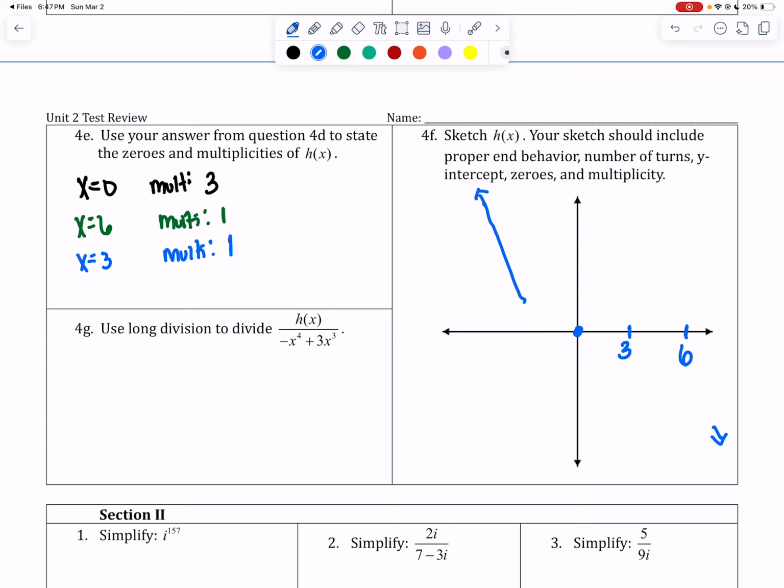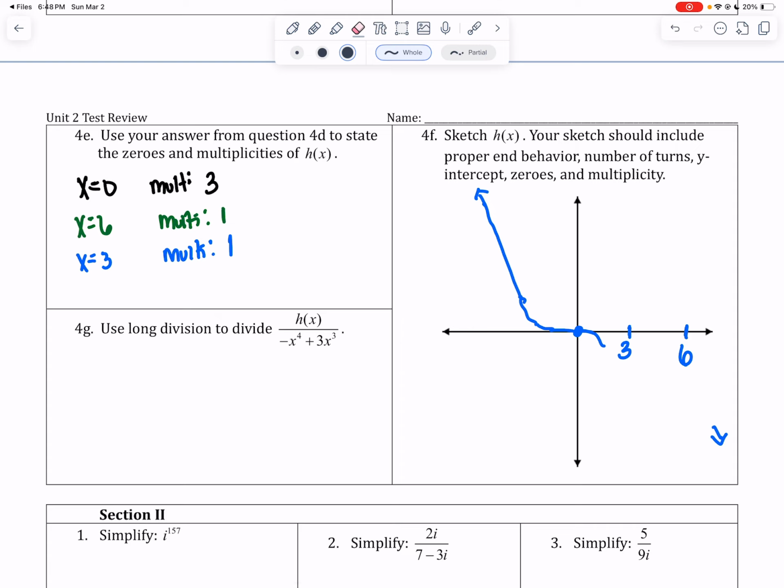Now, once I hit my first 0, remember that because this is a multiplicity of 3, this should look like a snake or a wiggle. So on the test tomorrow, please make sure that your 0 at 0 is a snake at 0, something like that.